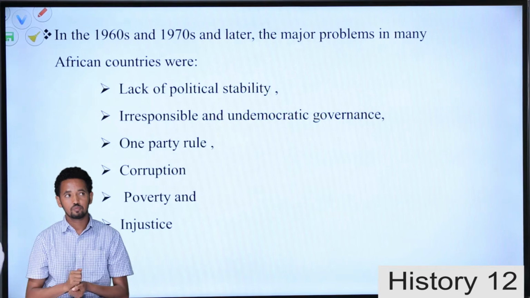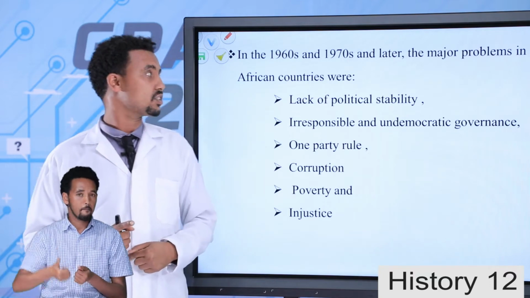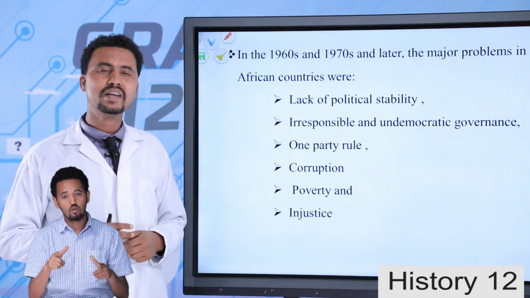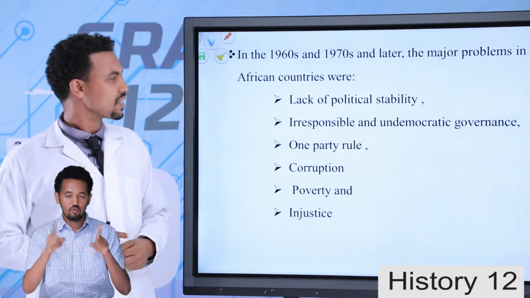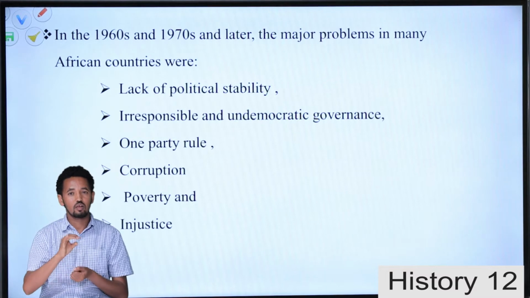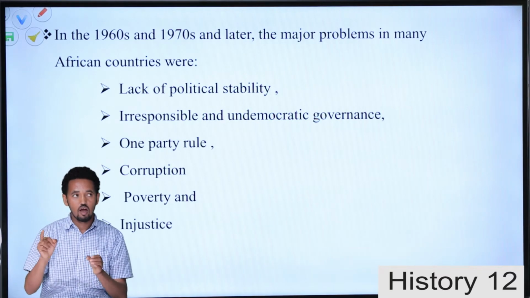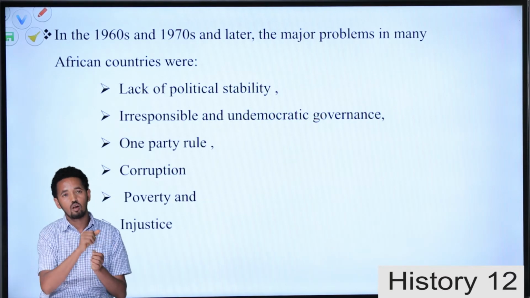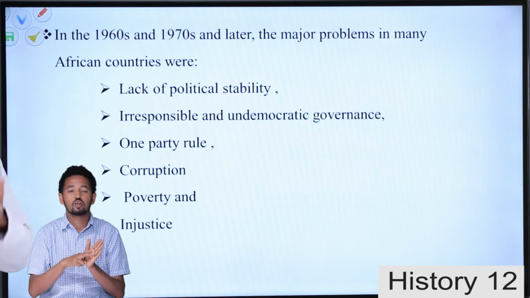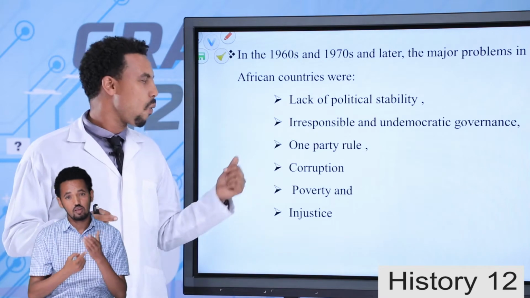In the 1960s and 1970s and later, the major problem of African states was lack of political stability among different African countries. The other main problem was irresponsible and undemocratic governance. The other one was one party rule. Democracy supports the multi-party system, but the African countries implemented one party rule.